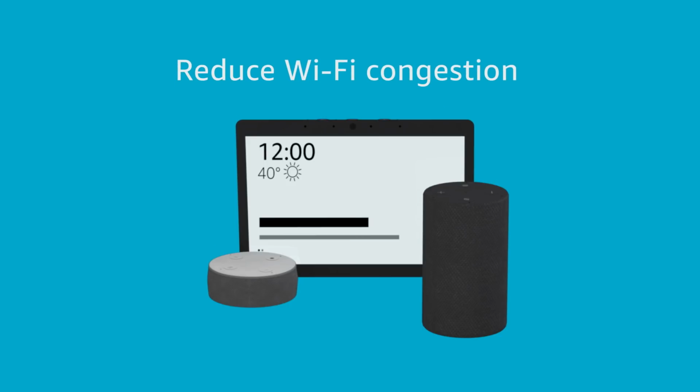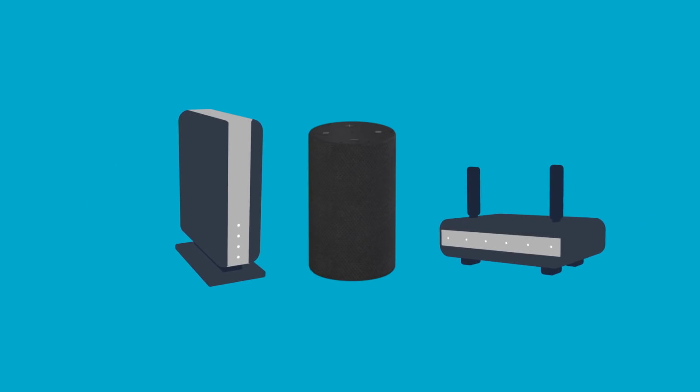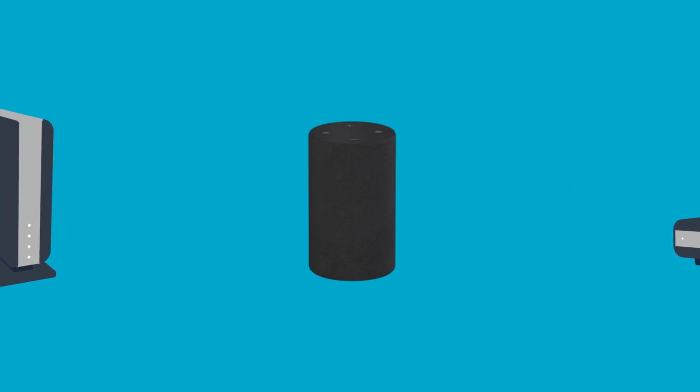Reduce Wi-Fi congestion. If you have multiple devices on your Wi-Fi network, you may have inconsistent Wi-Fi performance. Turn off devices you aren't using to free up bandwidth on your network. Move your Alexa device closer to your router and modem if it's in a different room or blocked by an object. Move your Alexa device away from walls, metal objects, and other sources of possible interference, such as microwave ovens or baby monitors.